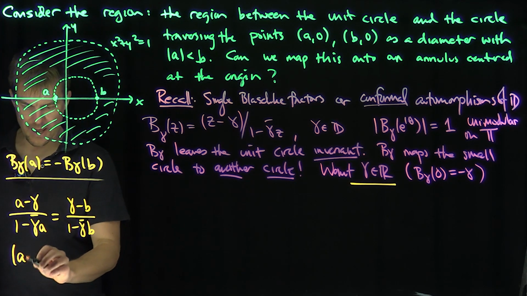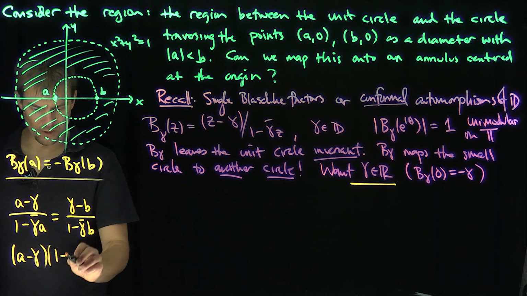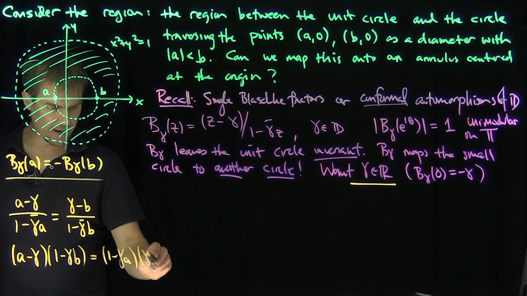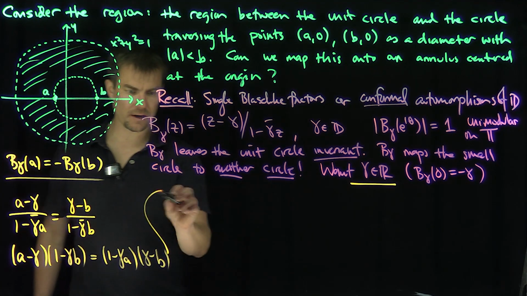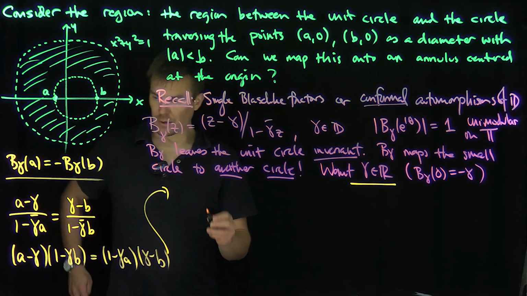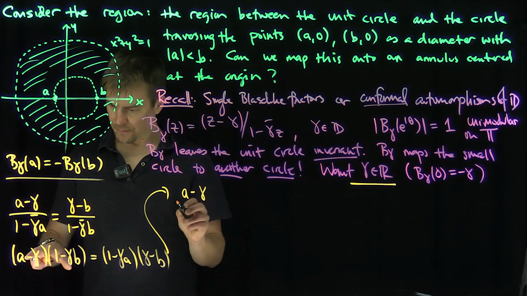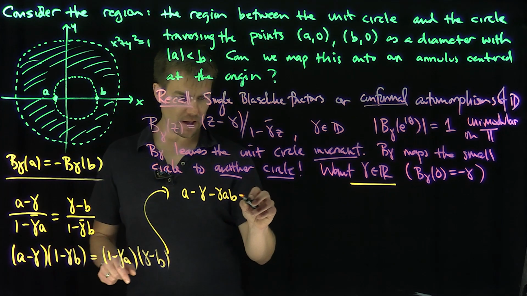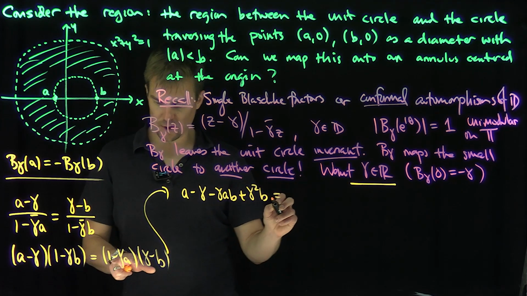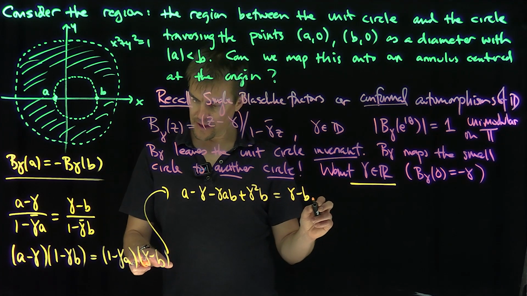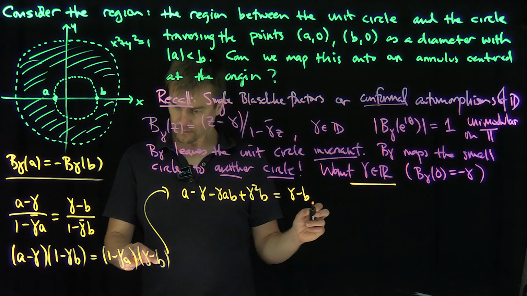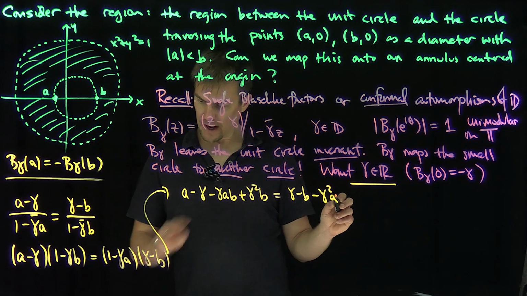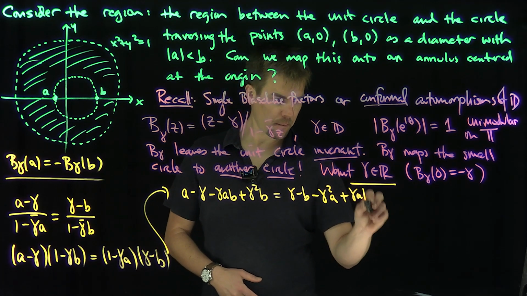So this says that (A − γ)(1 − γB) is equal to (1 − γA)(γ − B). Let's solve this equation. Over here we're going to have an A − γ from this, then a negative γAB, then a γ²B plus γ²B. The other side of the equation is going to be a γ − B, and then a negative γ²A, and then a positive γAB plus γAB.